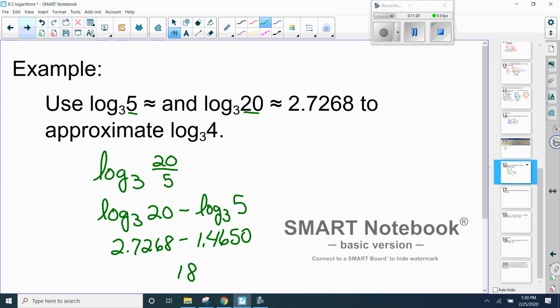Sorry to let you have a calculator, but I know what you're going to do on it right now. You're just going to type it in. Get your approximation. Pull your calculator out. Type in log base 3 of 4 and tell me if it's equal to approximately 1.2618 to prove that this method works. Type in log base 3 of 4 and tell me what you get for a value.